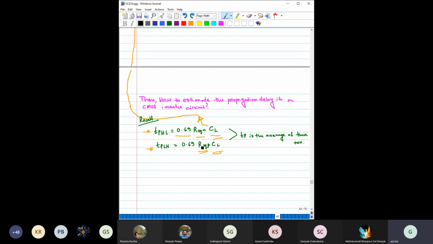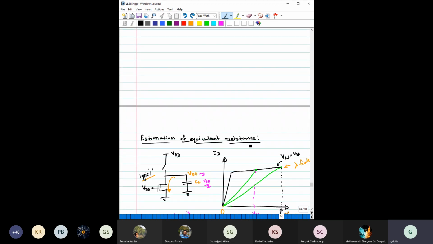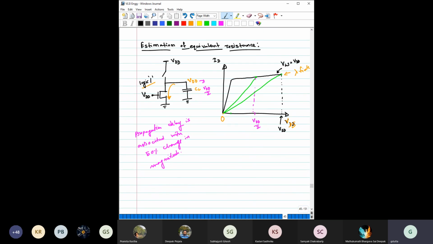If you see the formula for how to estimate TPHL and TPLH, along with CL, the total load capacitance, you also have one equivalent resistance. So how do we estimate that equivalent resistance? We started the discussion in the last class, but could not finish it because of lack of time.